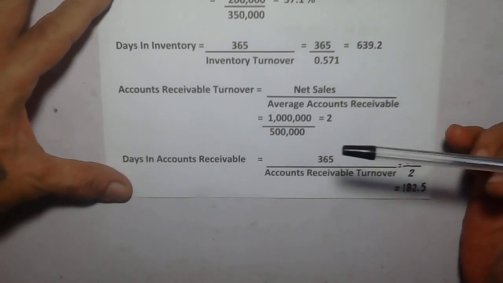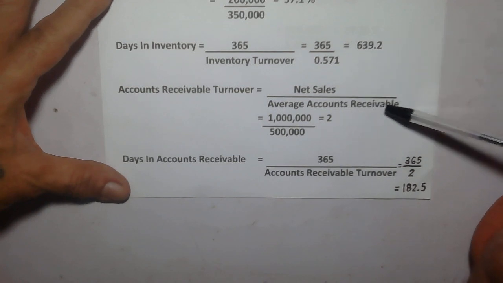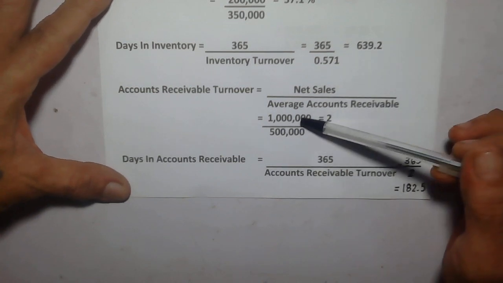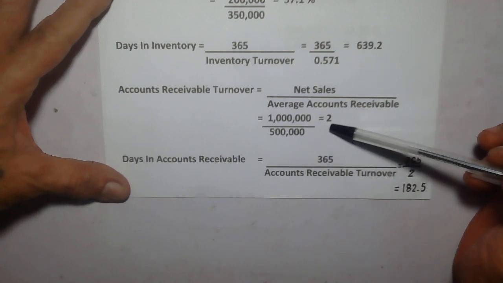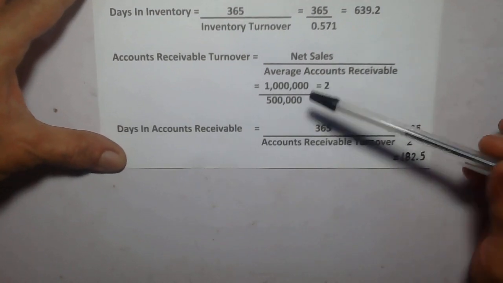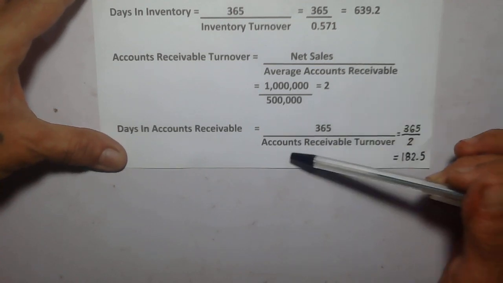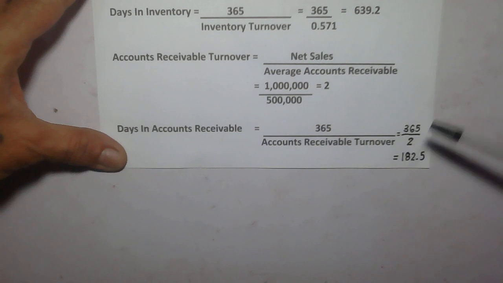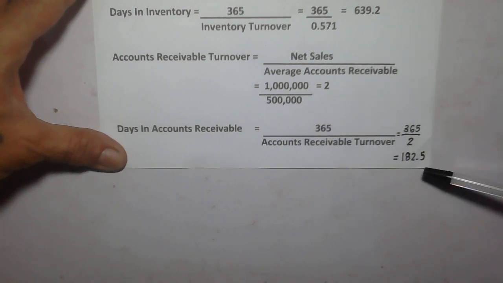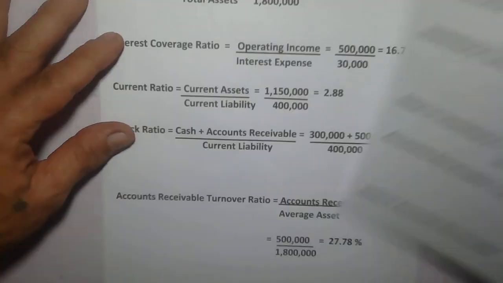Okay? And then we have the accounts receivable turnover, whose formula is given as net sales divided by average accounts receivable. So we have the net sales equivalent to 1 million divided by 500,000, and we get a value of 2. So that is the accounts receivable turnover. Now next, we have the days in accounts receivable, and this formula is given as 365 divided by accounts receivable turnover. And we know that accounts receivable turnover is equal to 2. So we divide 365 by 2, and we get a value which is 182.5. Okay?